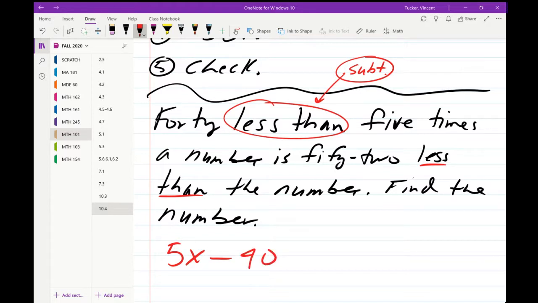So just like if you had 40 less than 100, how would you find that? You know that's 60, but the way you would do it is 100 minus 40. So 40 less than 100 would be 100 minus 40, which would be 60. And then is our equal sign. 52 less than the number, so it's going to be x minus 52. All right, questions? Any questions?